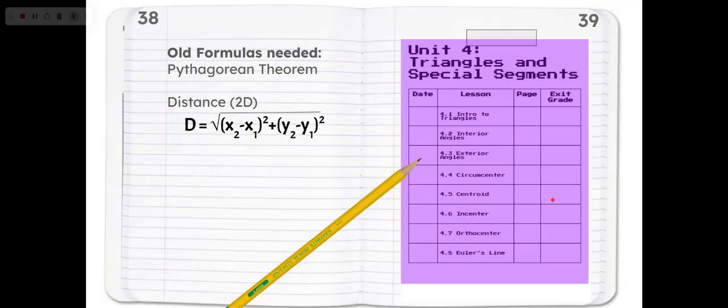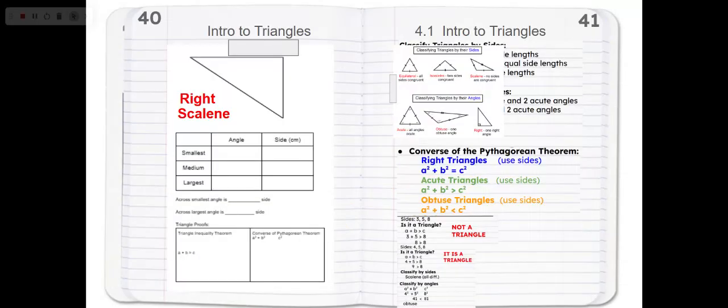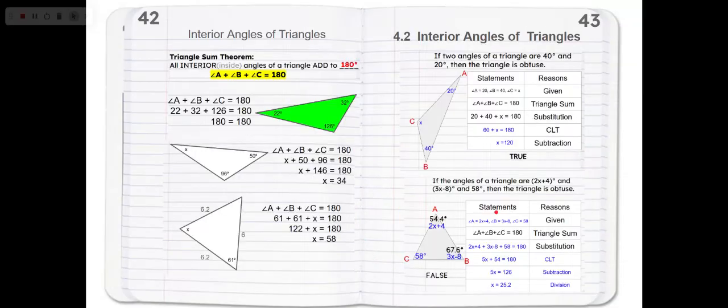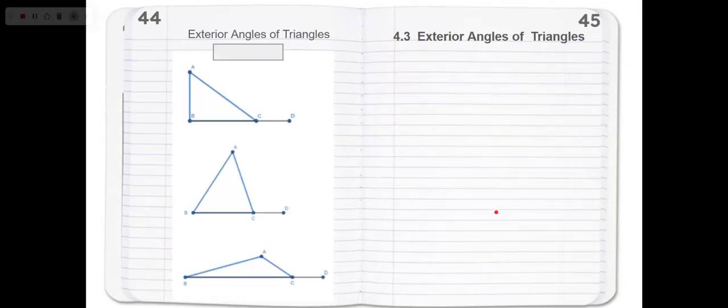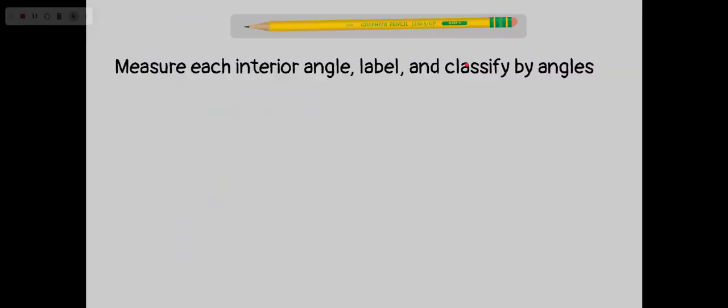Get your notes out. We're going to do 4.3, exterior angles, today. We already talked about how to classify triangles, and if we don't have the angles, how to classify them. We talked about how to solve for interior angles of triangles. So now we're going to talk about how to solve for exterior angles of triangles. If you can tape this in on the left side of your notes, and then let's just take some quick notes on the right.